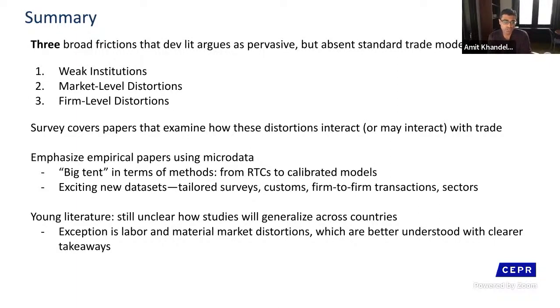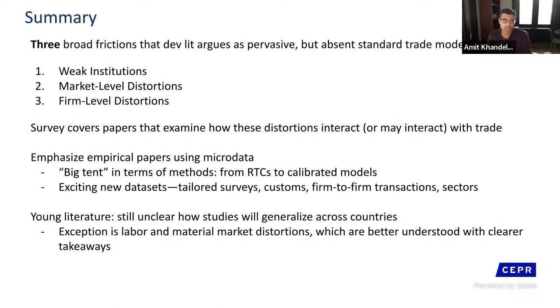And we think that this is a really promising area for a couple of reasons. So first is our sense, and you can just look at the set of editors that we drew upon, that this is a big tent literature in terms of methods. So the sets of papers we're going to review range from descriptive data to randomized controlled trials to calibrated models. So it's the full spectrum of tools that are used across different fields and are being brought into this literature.